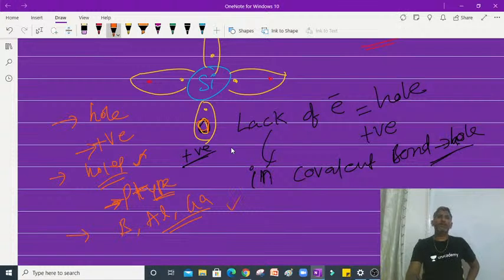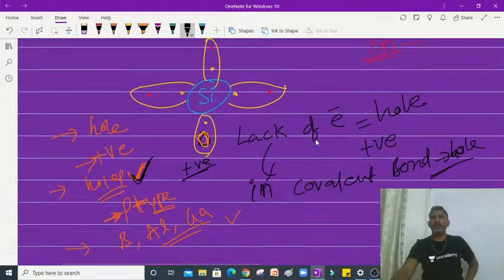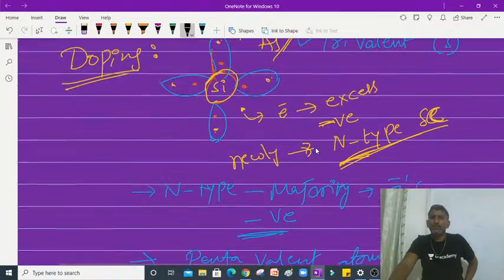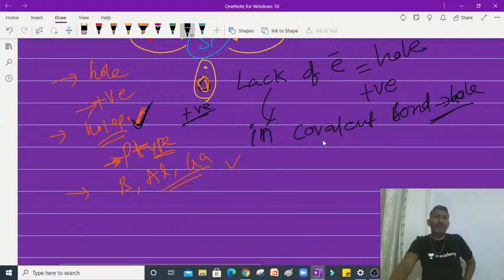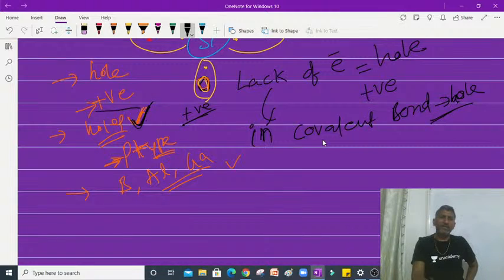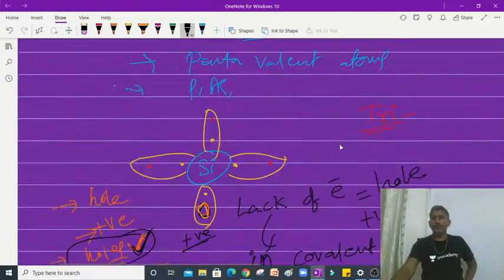Majority charge carriers in p-type semiconductors are nothing but holes. Holes are the majority charge carriers. We remember, with examples you should know. Here one point I will remind: majority charge carriers in p-type semiconductors are holes.